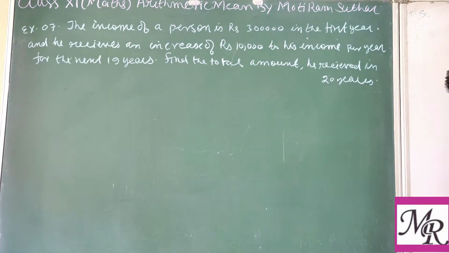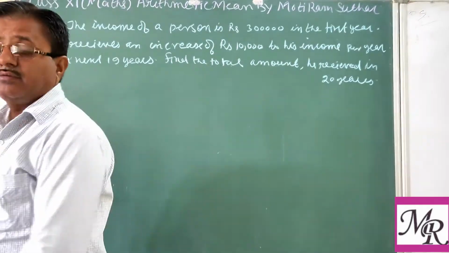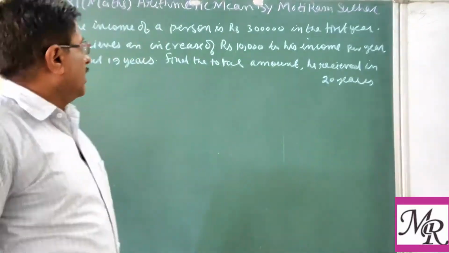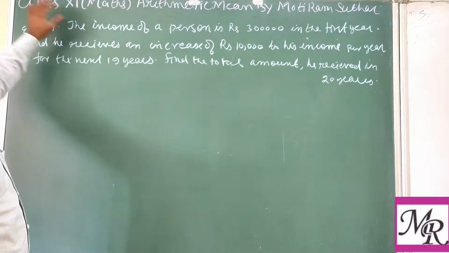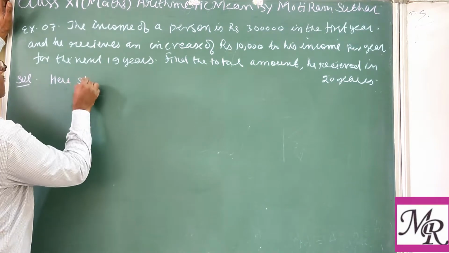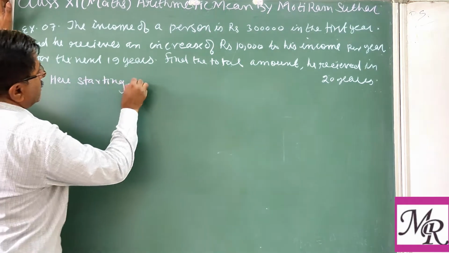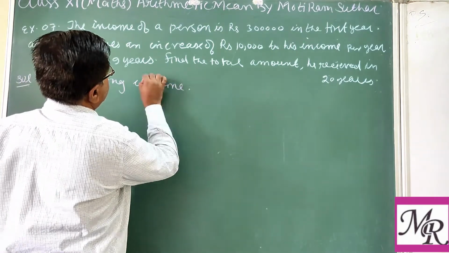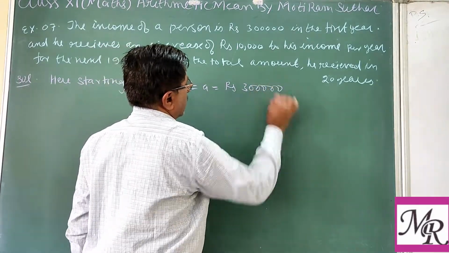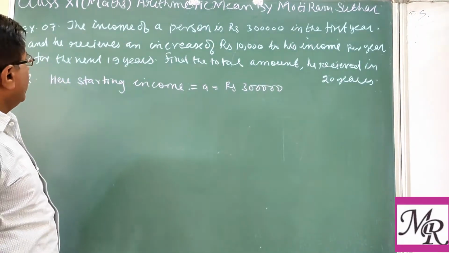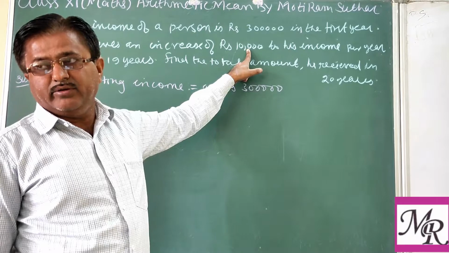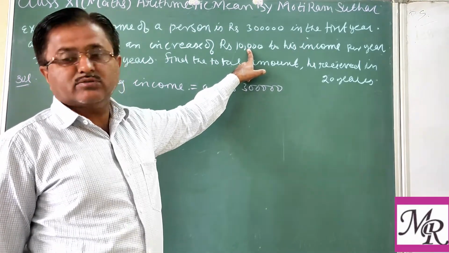See the problem. The income of a person is rupees 3 lakh. So in the solution one may write the starting income, which we can suppose as a, which is given as rupees 3 lakh, and the annual increment is rupees 10,000. Every year 10,000 is added, meaning each year the increment is equal. That's why this forms an AP.